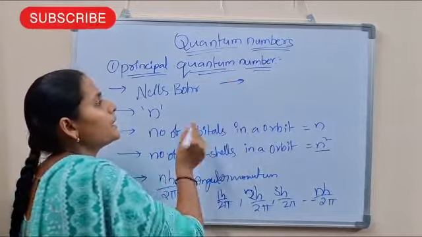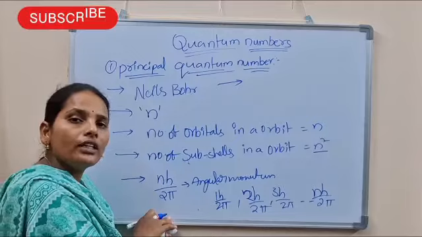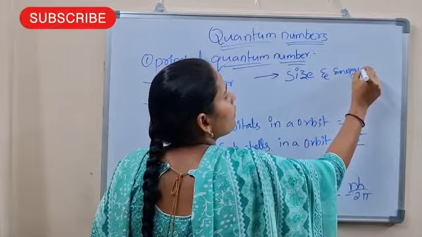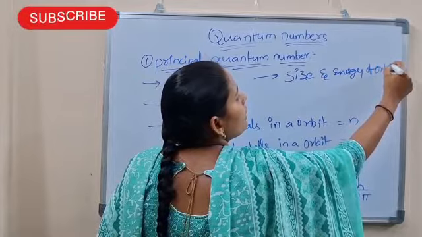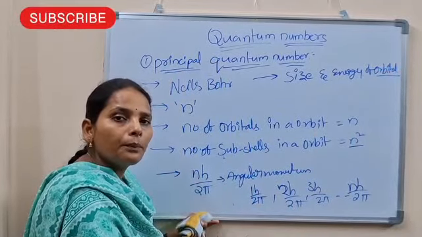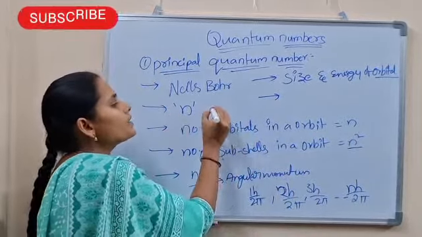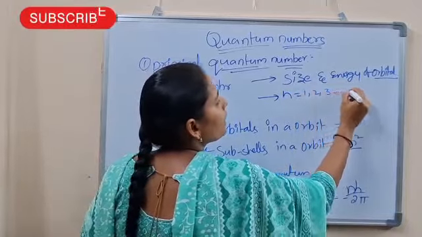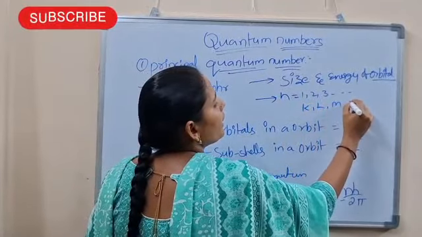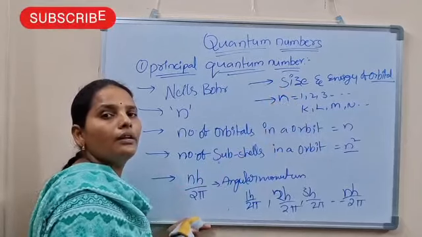Next point. The principal quantum number explains the size and energy of the orbital, which relates to the presence of the electron in the orbital. The n values are 1, 2, 3 and so on, represented like K, L, M, N and so on.